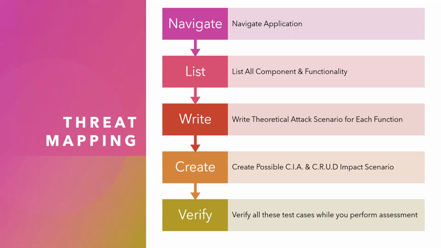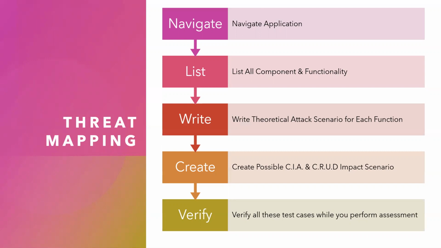Now, how do you go about threat mapping? Threat mapping, threat modeling, and hunting are totally different processes. But to make it very easy to understand and possible for everyone to implement, I have divided it into 5 steps. Navigate the application. While you are navigating, list down all the components and the functionalities. Once you have all of them, write down theoretical attack scenarios for each function. Like I said, for a function, I can perform XSS, I can perform SQL injection. You will have to create some theoretical attack scenarios.